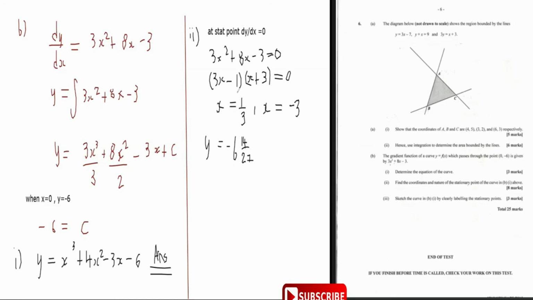All right. Now, from here, we're going to get y is equal to, plugging in minus 3, minus 3 cubed plus 4 times minus 3 squared minus 3 times minus 3 minus 6, which is 12. So you're getting, this is the point, 12.